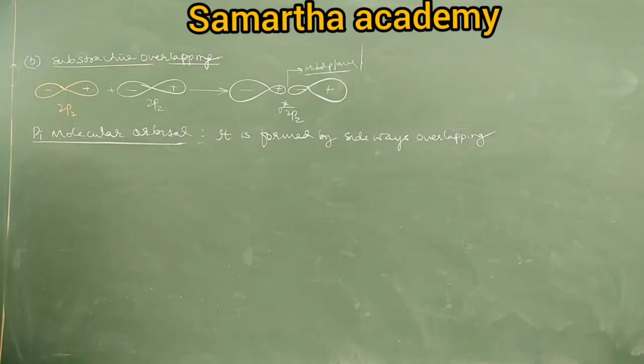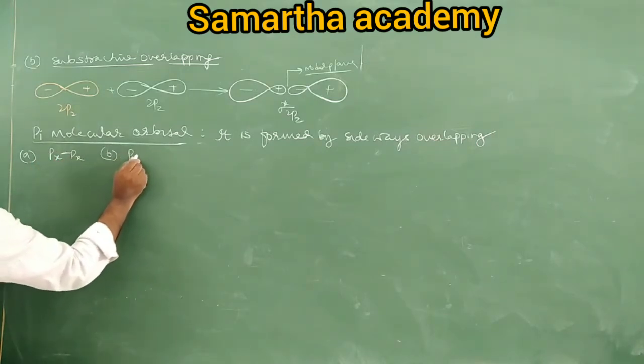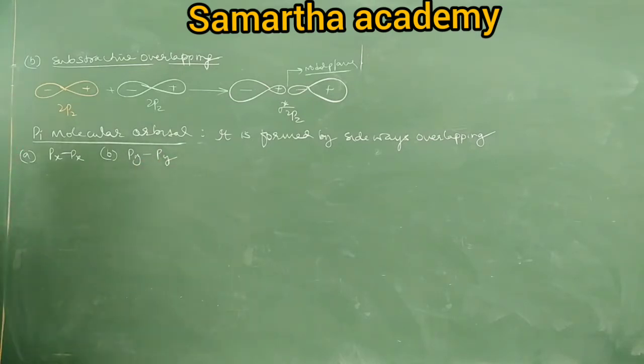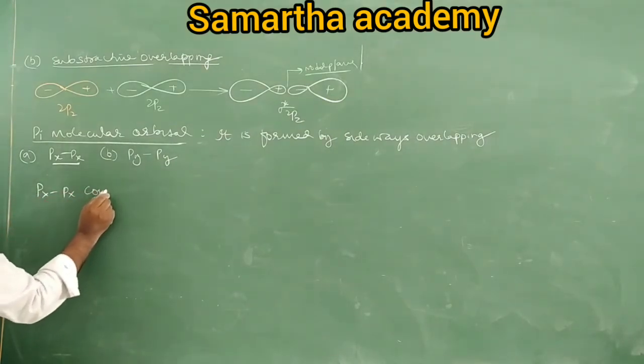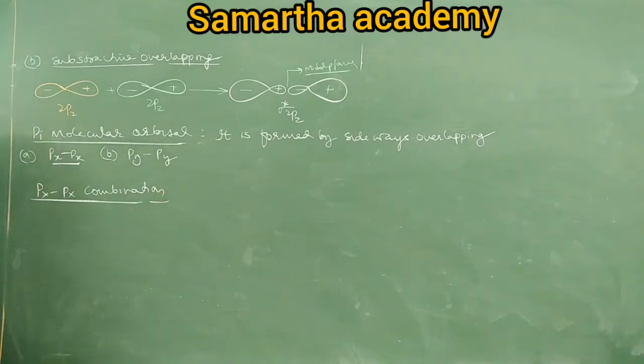Can you tell me which overlapping gives pi MO? So the following overlapping gives pi MO. One, px, px. Second is py of one atom, py of another atom. Only these two give pi molecular orbitals. Okay, let's see the px combination. In this px combination, again there are two types of overlapping. One is additive and one is subtractive, obviously.